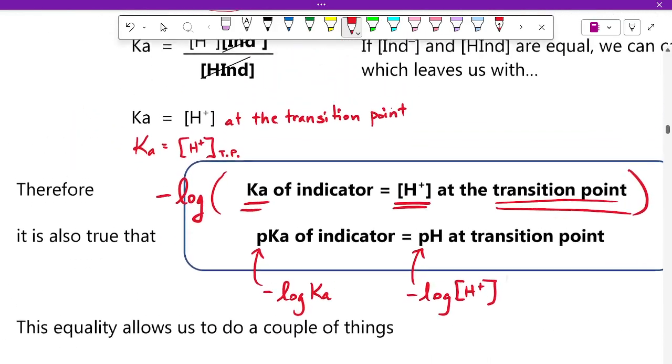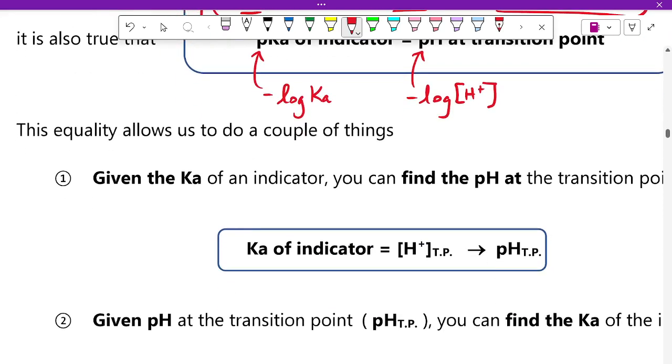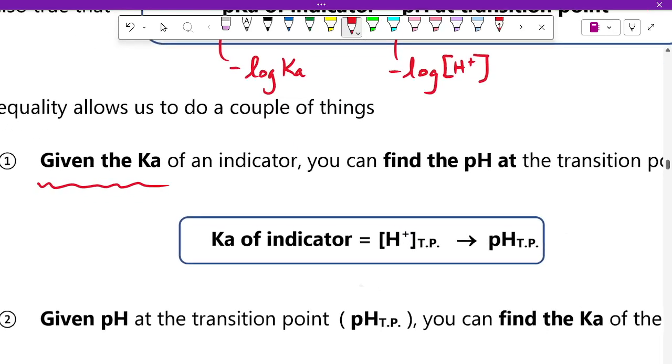This allows us to do a couple of things. If I give you the Ka of an indicator, you can find the pH. You can say, oh, I know my Ka. If I know my Ka, I know the hydrogen at the transition point because those two are equal, and then you just change it into pH by taking the negative log.